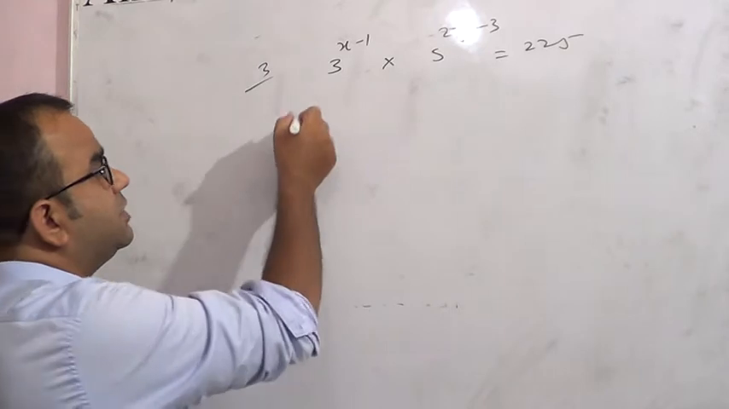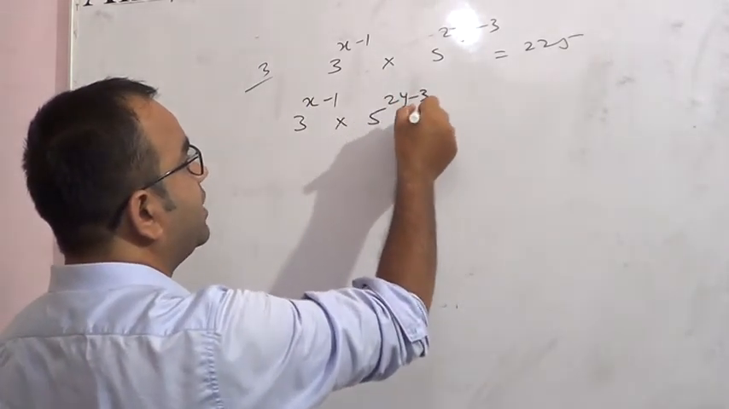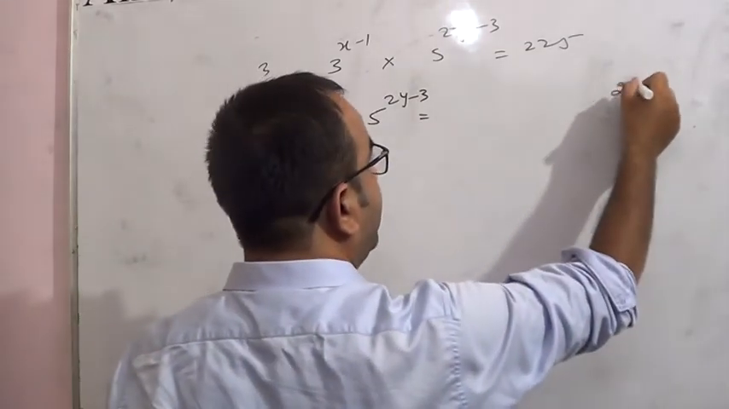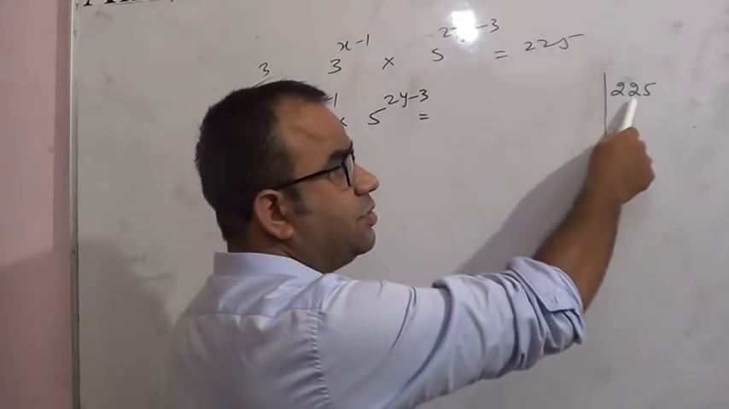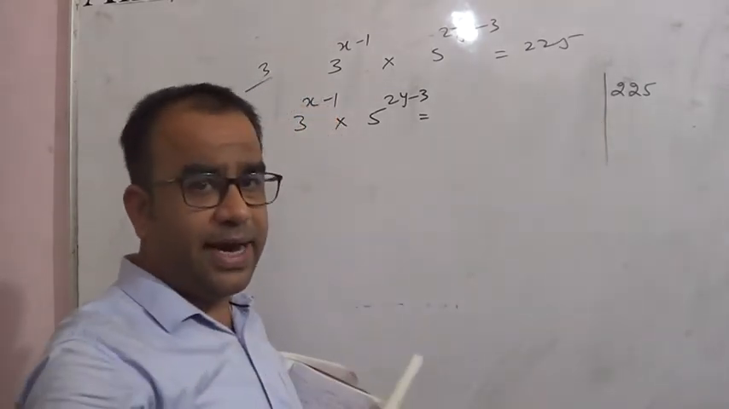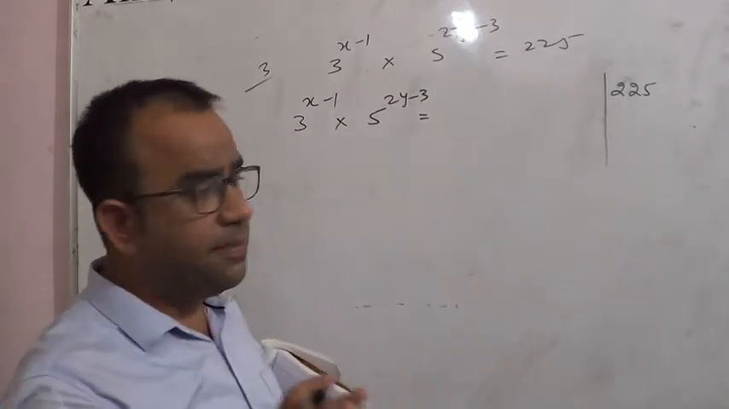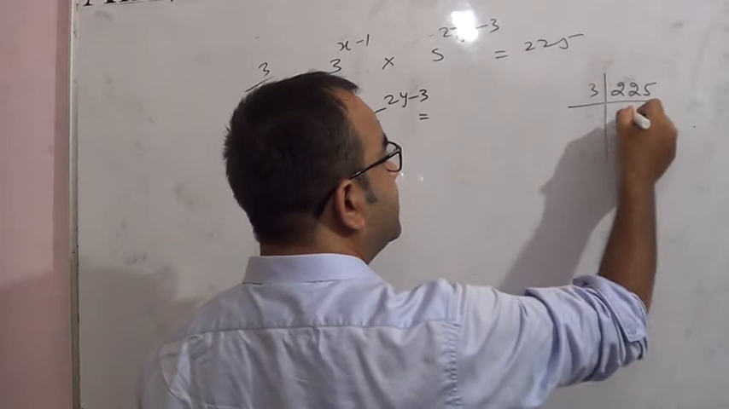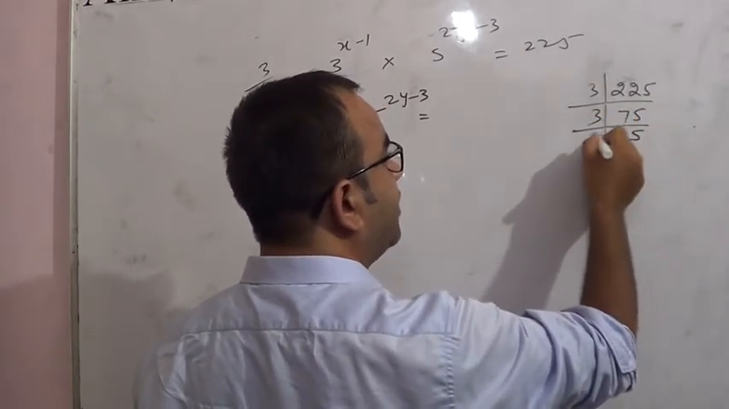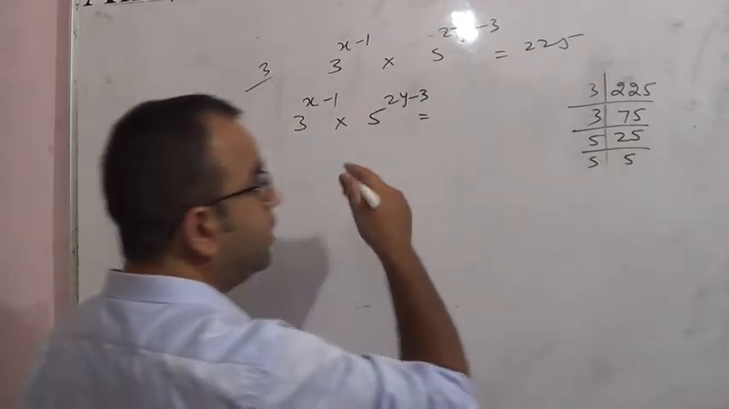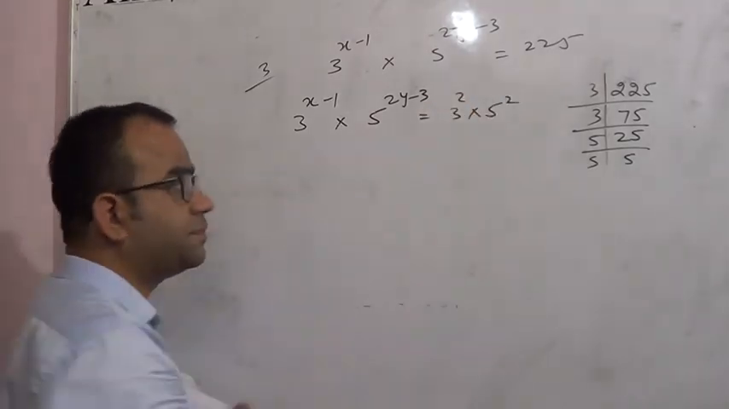So now girls, 3 to the power x minus 1 multiplied with 5 to the power 2y minus 3 equals 225. Now see, the sum of the digits here, 5 plus 2 is 7, 7 plus 2 is 9, and 9 is divisible by 3, hence this number will definitely be divisible by 3. So 3 7s are 21, 3 5s are 15, 3 2s are 6, 3 5s are 15, 5 and then 5. So 225 can be written as 3 to the power 2 into 5 to the power 2.